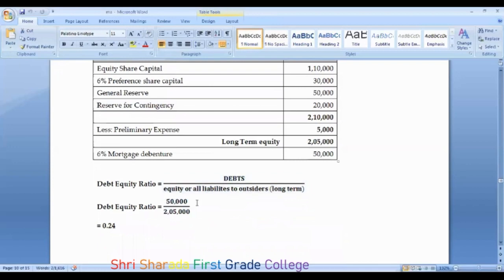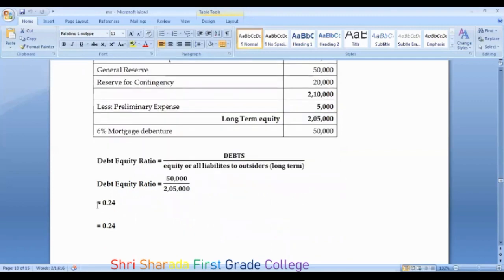So debt is 50,000, and equity, or the long liabilities to outsiders, you have already calculated by considering all the equity along with the reserves except the miscellaneous expenses. So deducted, you get 2,05,000 as the equity. Divided, you now get the debt equity ratio as 0.24.